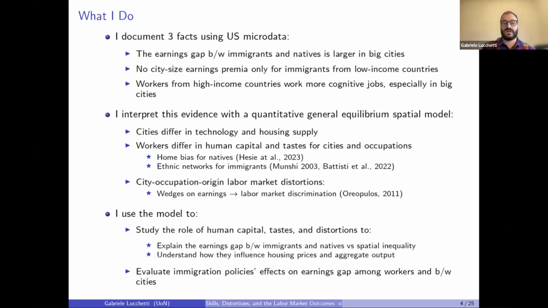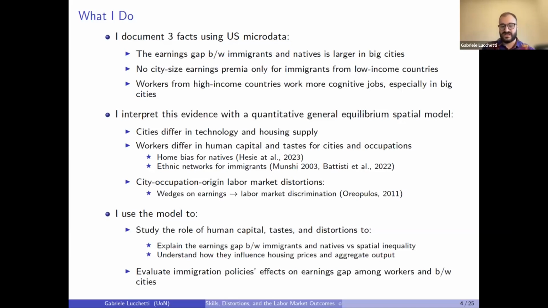And at the same time, this model is going to embed also labor market distortions that are specific to city, occupations and country of origin. And I'm going to model these labor market distortions as wedges on immigrants' earnings, which you can think of as forms of labor market discrimination that immigrants might be subject to. Then with this rich model, I'm going to run some counterfactual and policy exercises to study the role of human capital, taste and distortions in explaining to what extent the earnings gap between immigrants and natives is going to change, and how these changes also are going to influence spatial inequality.